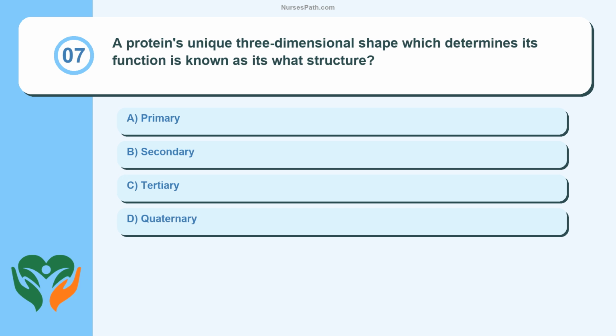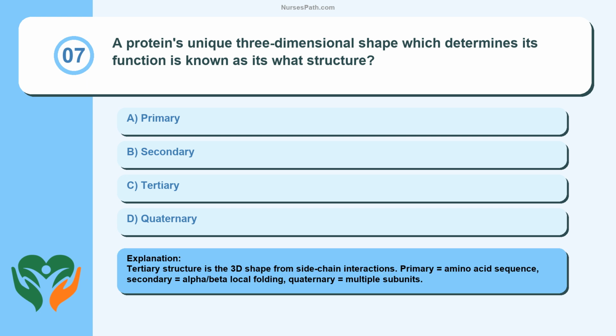Question 7. A protein's unique 3-dimensional shape which determines its function is known as its what structure? Primary, secondary, tertiary, quaternary. Tertiary structure is the 3D shape from side chain interactions. Primary equals amino acid sequence, secondary equals alpha/beta local folding, quaternary equals multiple subunits.